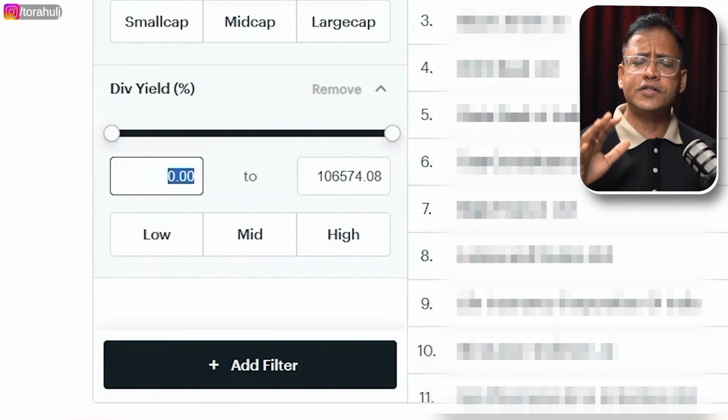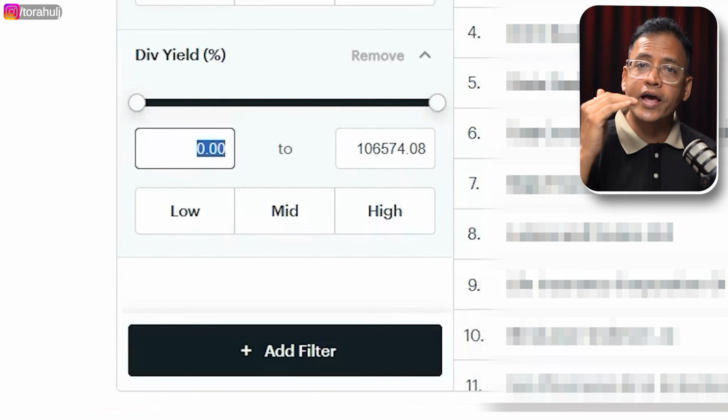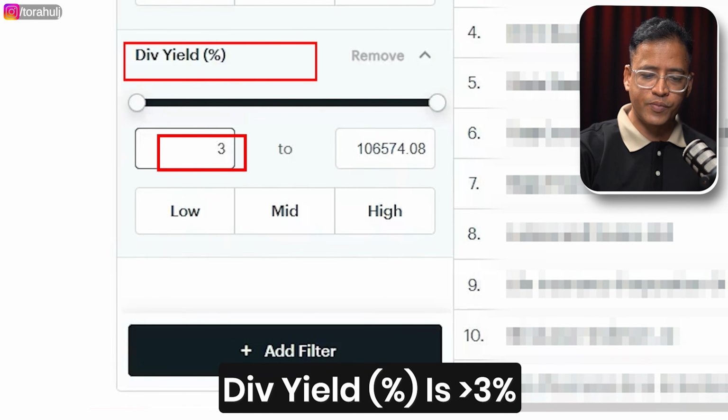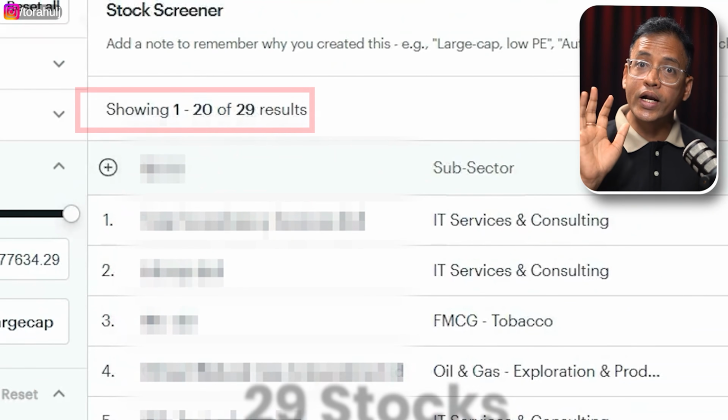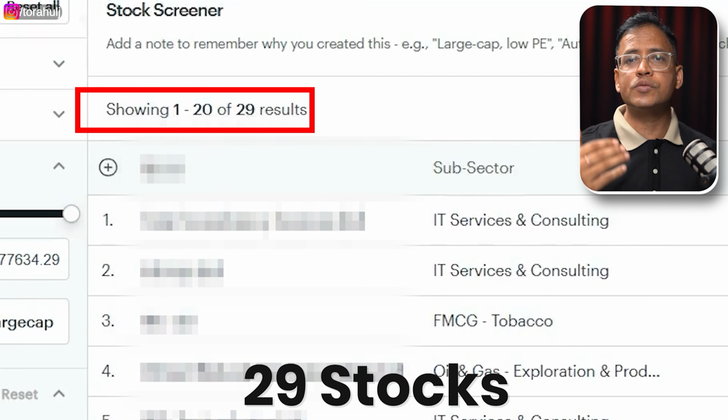Now, right now, I'm only interested in those companies where the dividend yield is higher than 3%. So I'll simply say more than 3%. Give me those companies. I get around 29 companies for which the dividend yield is more than 3%.